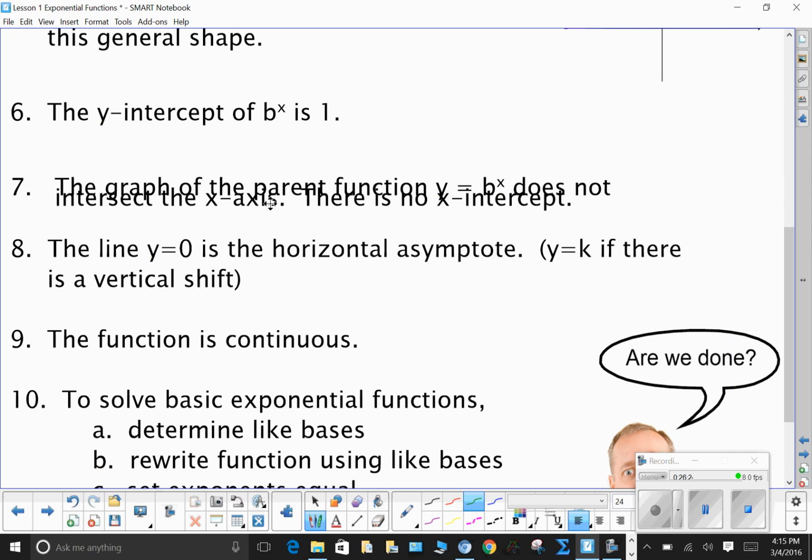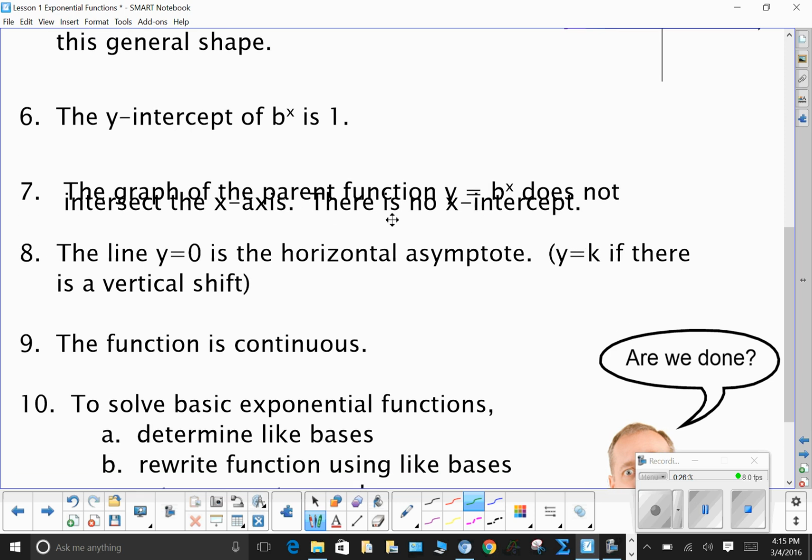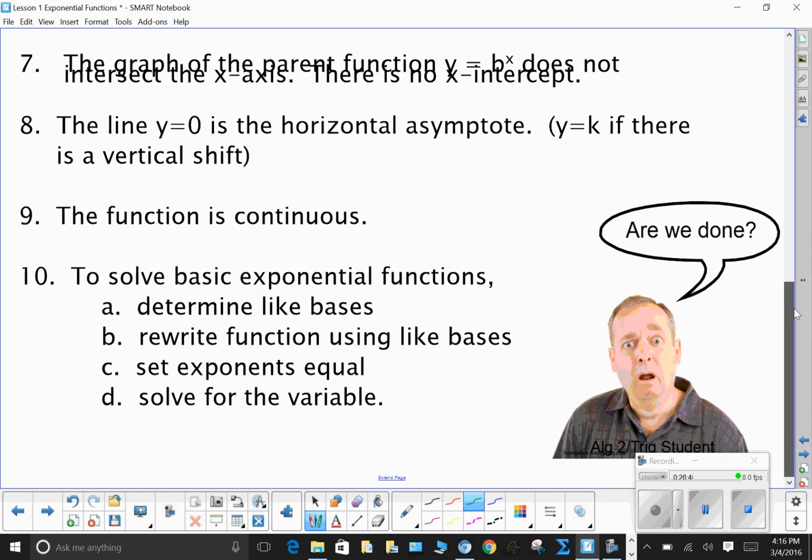Goodness. The graph of the parent function y equals b to the x does not intersect the x-axis. There is no x-intercept. The line y equals 0 is the horizontal asymptote. If there is a vertical shift, it's y equals k. Exponential functions are continuous. To solve basic exponential functions, you determine like bases, rewrite the function using like bases, set the exponents equal, and solve for the variable.